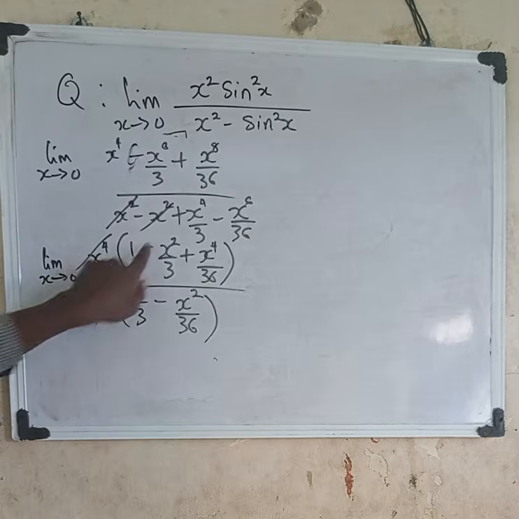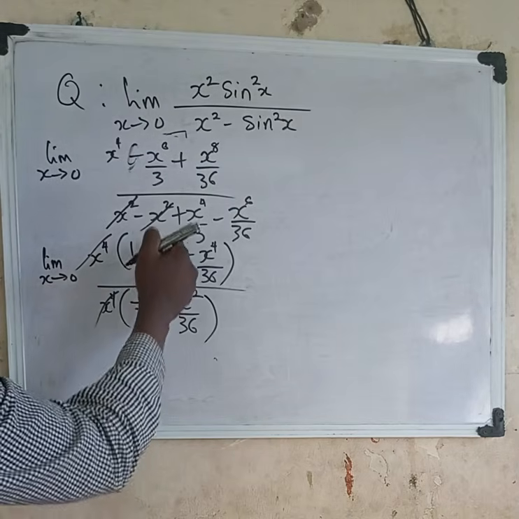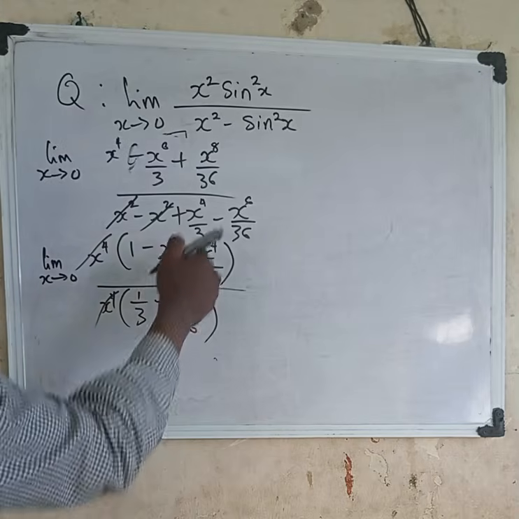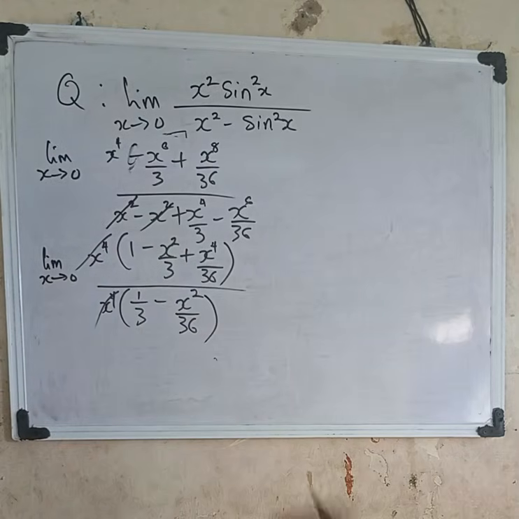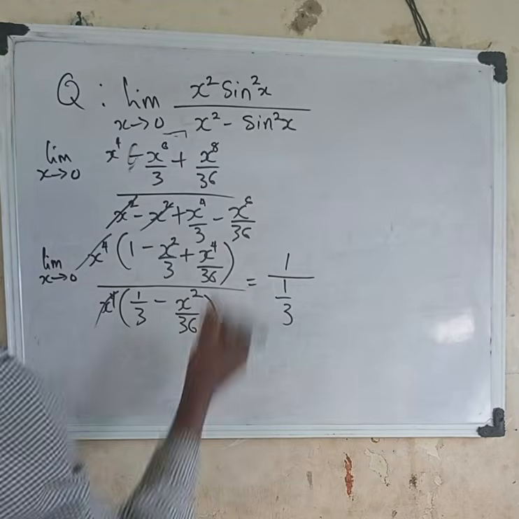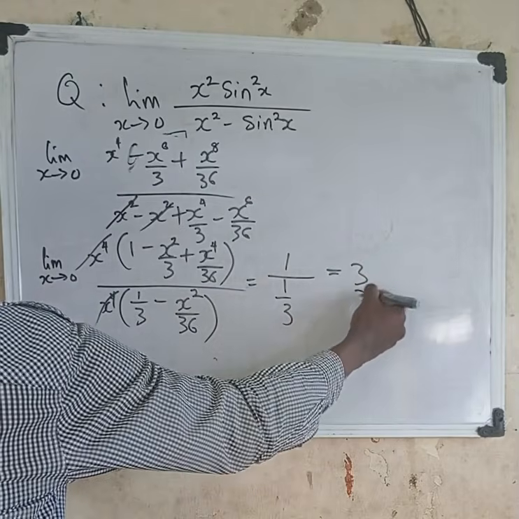Now note that if we plug in 0 directly, what are we going to have? We are going to have 0 here, this is 0 over 3, 0 squared over 36, so all those things are 0. So at the end of the day, we have 1 over 1 over 3, and the answer here, 1 over 1 over 3, is simply 3.